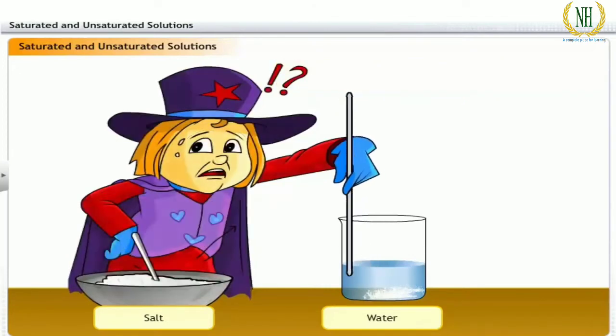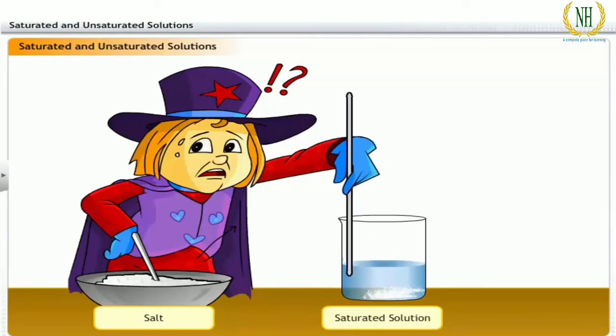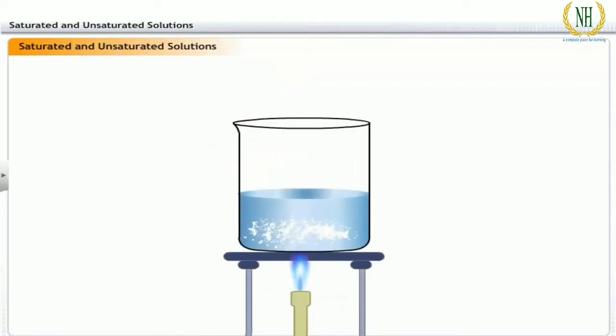Even if you stir the solution vigorously or wait for a long time, the solute will remain undissolved. You have obtained a saturated solution in which no more solute will dissolve. The solution that we had obtained initially was an unsaturated solution. Now heat the saturated solution. The undissolved solute present in the saturated solution slowly dissolves as the temperature rises.